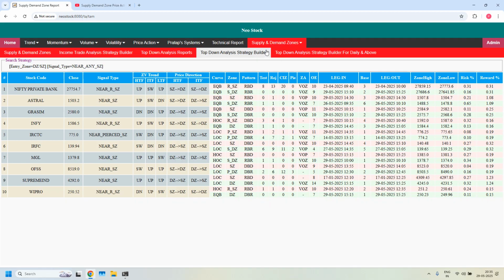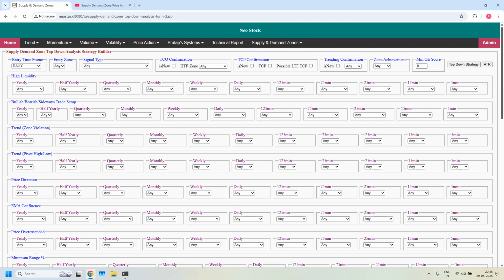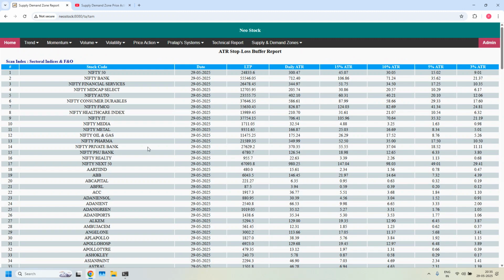So in the final report, let us generate stop buffers based on daily ATR. First 17 in this list are indices, remaining all are equity stocks. So I am scrolling the list down. Whichever the stock you want to refer, there pause the video. After that you can proceed further. Okay, I am scrolling the list down.